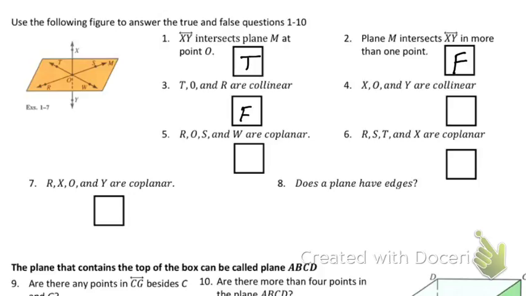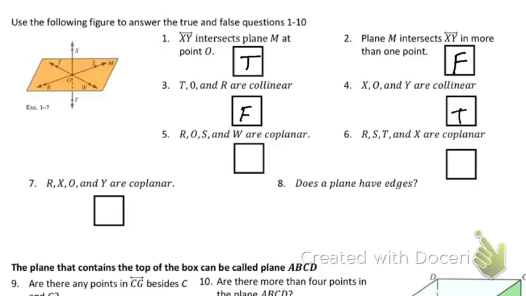X, O, and Y are collinear. So if I combine those, this can be a straight line. True or false? True. If I find X, O, and Y, well, they're already on a straight line, so that pretty much makes things a lot easier.